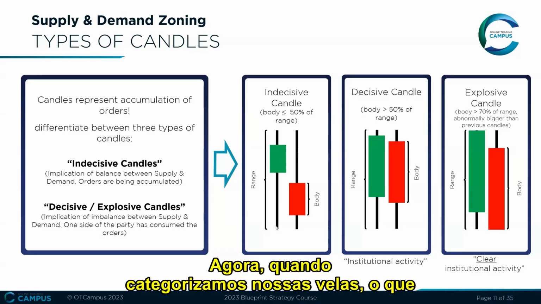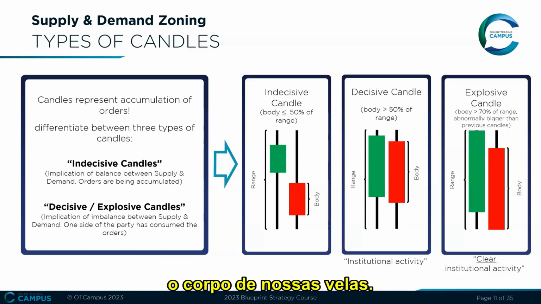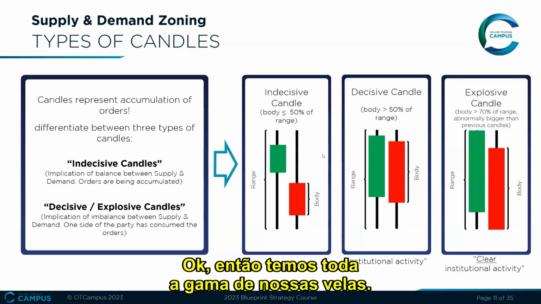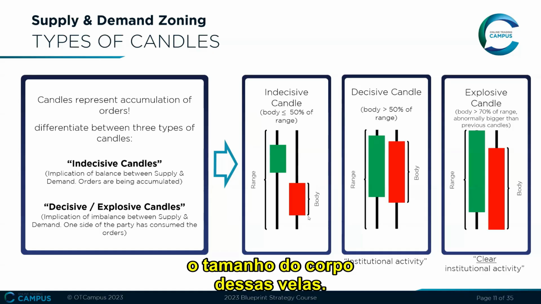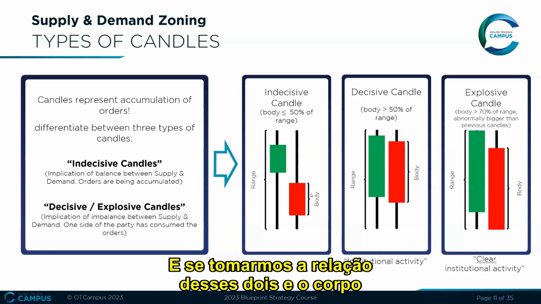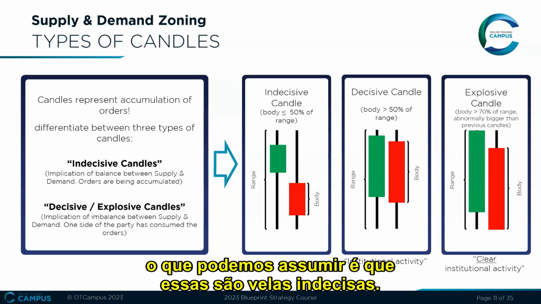Now, when we categorize our candles, we will look at the relationship between the range and the body of our candles. So we have the entire range of our candles. Remember, that's from the low end wick to the top end wick, and we'll have the size of the body of those candles. If we take the relationship of those two, and the body is smaller than 50% of the entire range, then we can assume that these are indecisive candles.